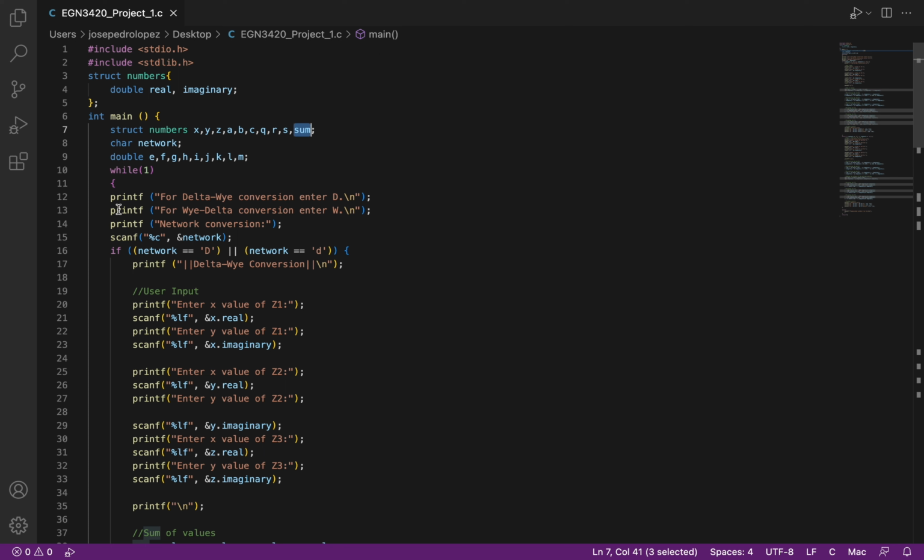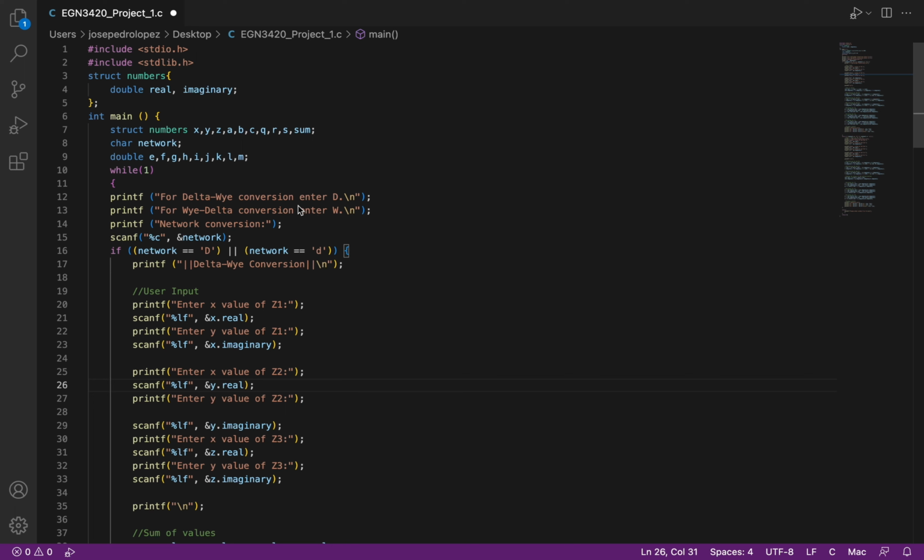Char network will be used for the scanf function when I ask the user whether they want to do a delta to y conversion or a y to delta. And these 9 double variables will be used to help with the division of the final conversion. And in order to repeat the process, I will be using the while function to do this.